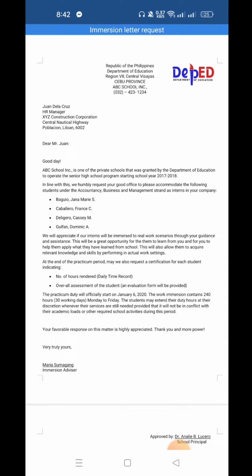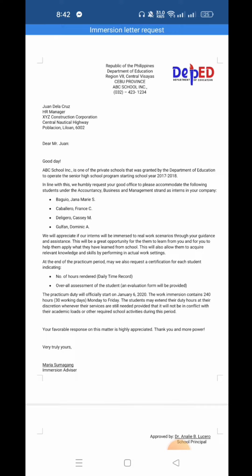So as a starter, at the top for your heading: Republic of the Philippines, Department of Education, Region 7, Central Visayas, or depending on which region you are from. And then the Cebu province, the division, and the name of the school, ABC School Incorporated. This is just an example, and the telephone number of the school.